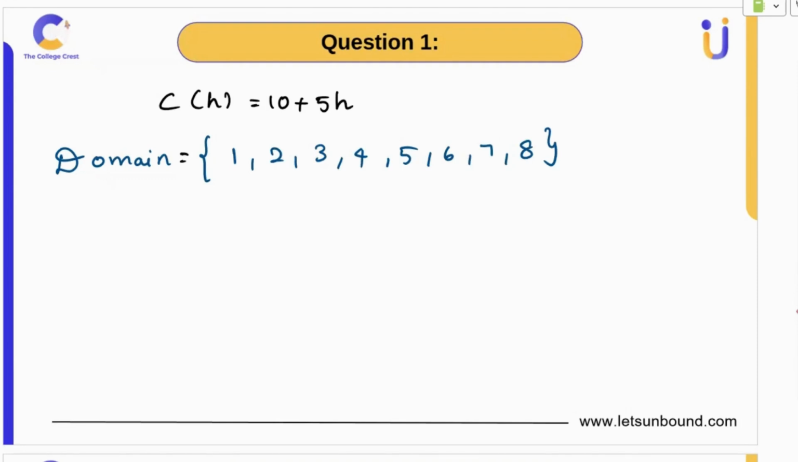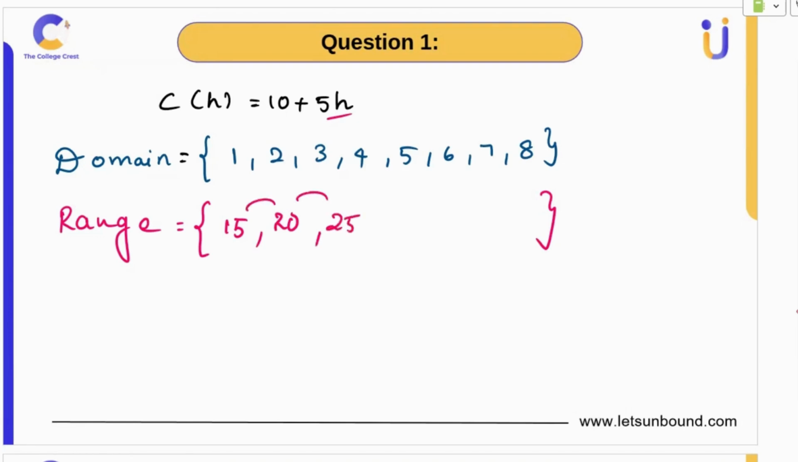Now coming to range. Range, you need to find every possible output. Actually, it's a quite easy process here. So 1 hour, it's $15. 2 hours, you just plug in 2, you will get 20. Then 3, you plug in h, 15 plus 10 is 25. You see, it's a constant 5 increment. Of course, it's a constant thing, right? So 25, then 30, 35, 40, 45, 50, 55.